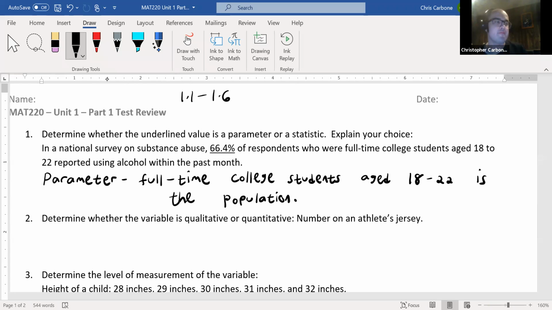The second question, determine whether the variable is qualitative or quantitative, the number on an athlete's jersey. And this is going to be a qualitative measurement, right? And why is that? Because this is used for some type of classification, and trying to add or subtract jersey numbers does not really make sense.